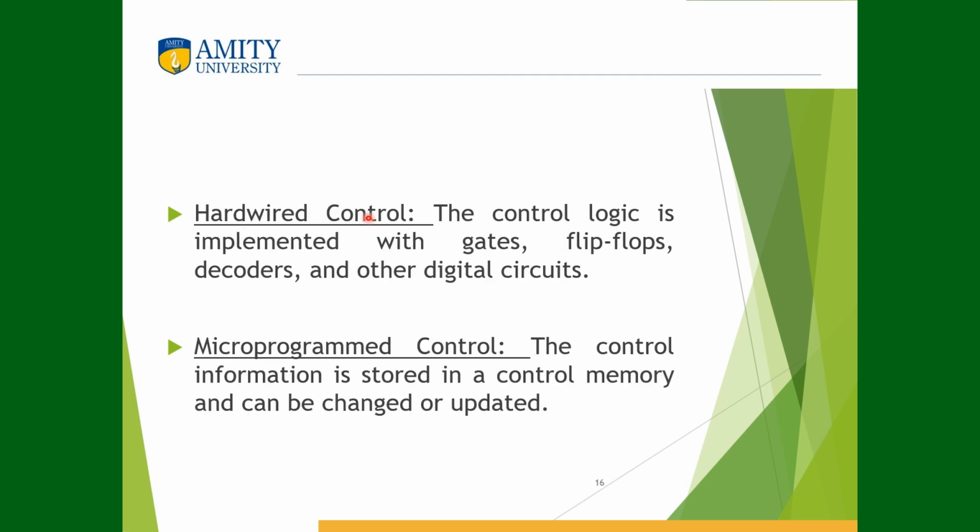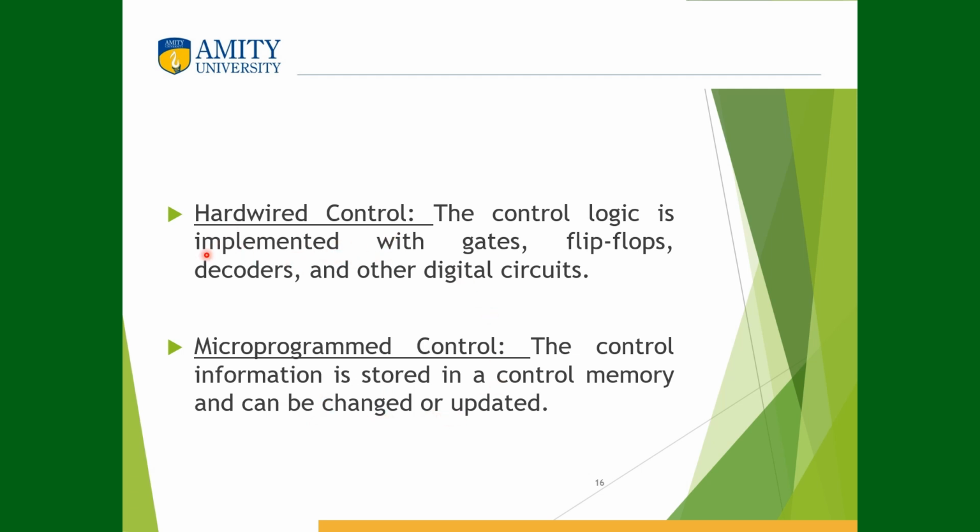The hardwired control is basically implemented using logic. So we use gates and flip-flops, decoders and other digital circuits. We use components and we implement the logical circuits for the control system. In the microprogrammed control, the control information is stored in the control memory. So this is more like the program itself. These instructions are stored as a program, as a set of instructions, instead of being hardwired and logically made. And these can easily be changed and updated.